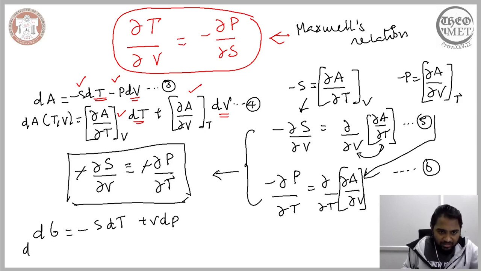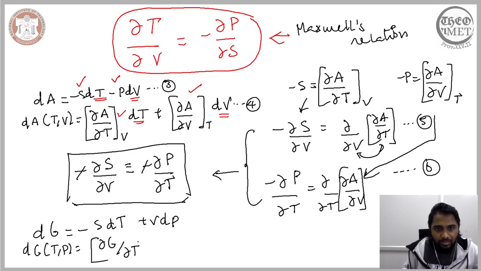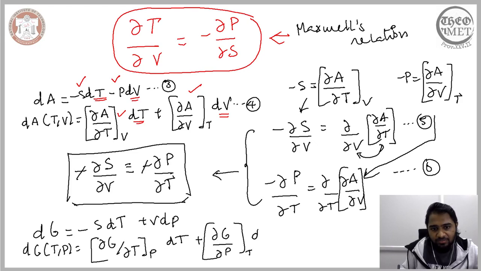Now the change in the Gibbs free energy is dependent on temperature and pressure. So that is what we observe here. And when we expand this expression here, what we end up having is the change in the Gibbs free energy with respect to temperature when the pressure is constant, plus the change in the Gibbs free energy with respect to pressure when the temperature is constant.